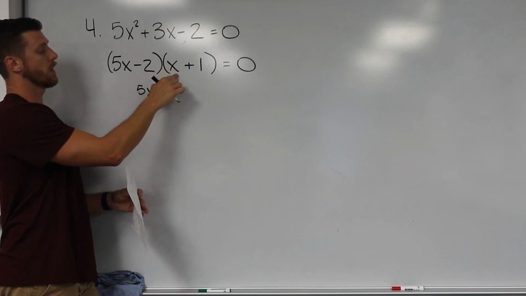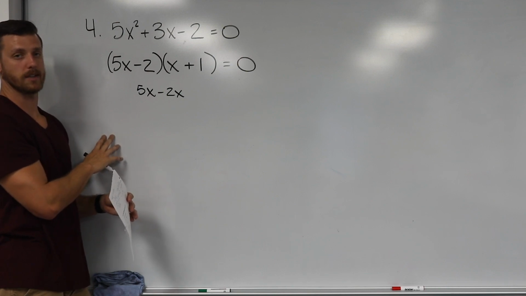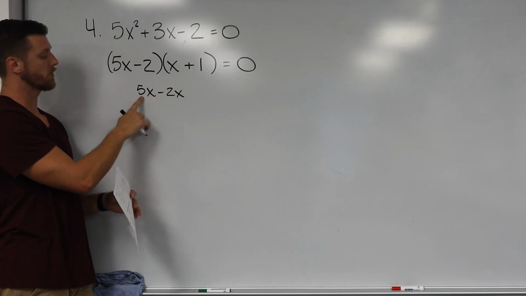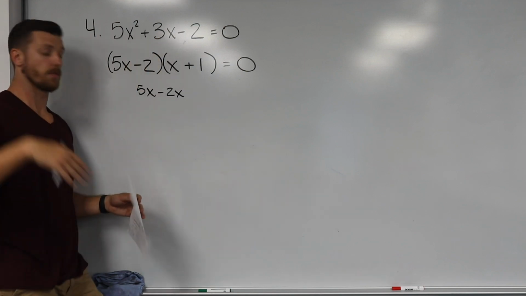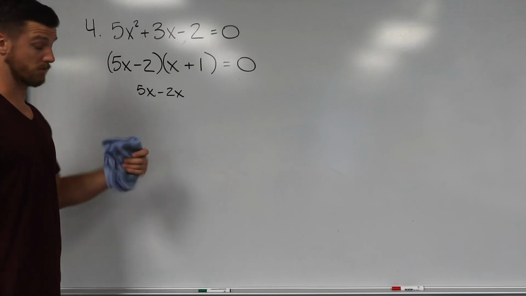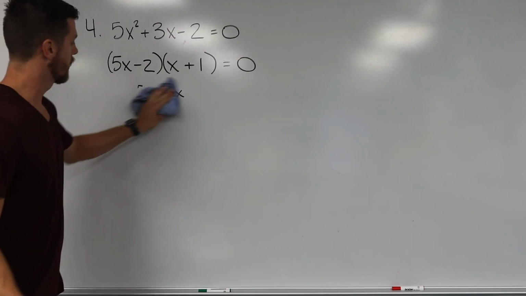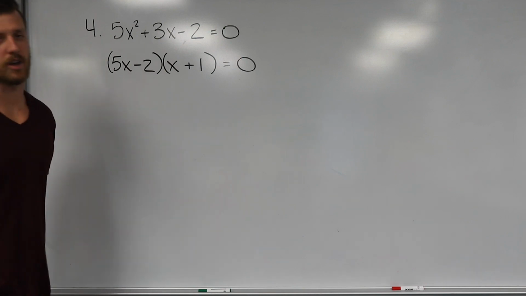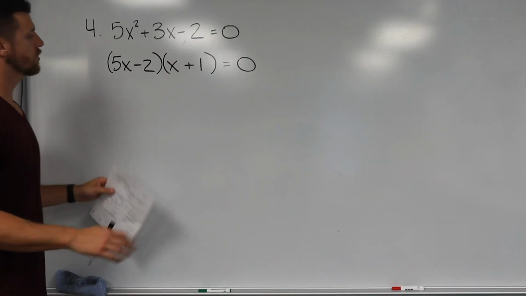Negative 2 times x is negative 2x. What happens when you say 5x minus 2x? 3x. That's my way of doing it. That's the way I was taught. Some people are like, Mr. Charanza, I'd rather just box this, I'm going to fast forward right now. That's fine. I'm a guess and check guy. So this is what you get.